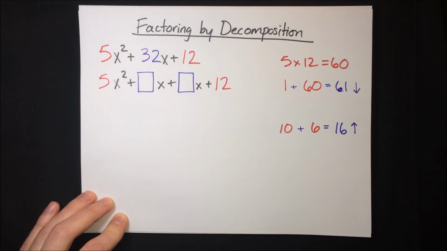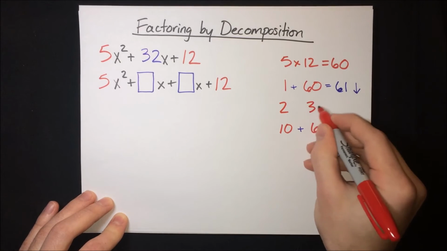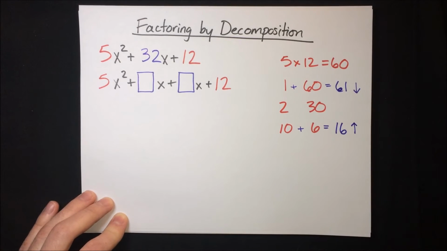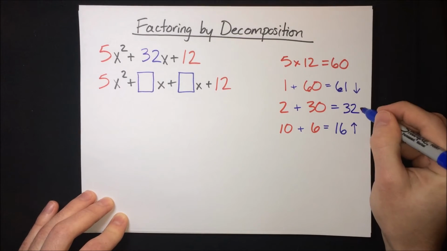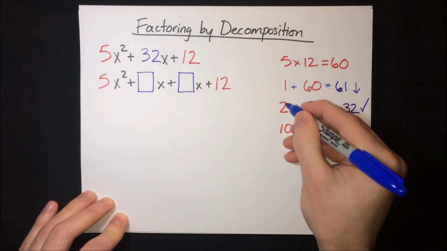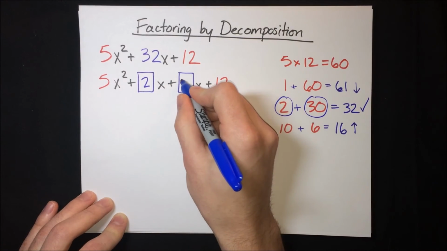So how about making 2 and 30? Now when we add those, we get 32. Great, that's what we want. So 2 and 30 are the numbers that go in here. 2 and 30.